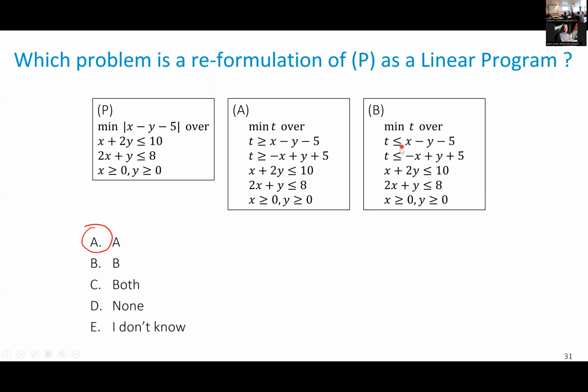The minimum of t here, what will be the minimum of this problem? Minus infinity, exactly. So it's an unbounded problem. t can be as negative as you want and satisfy the constraint here. So B is not a good formulation here.